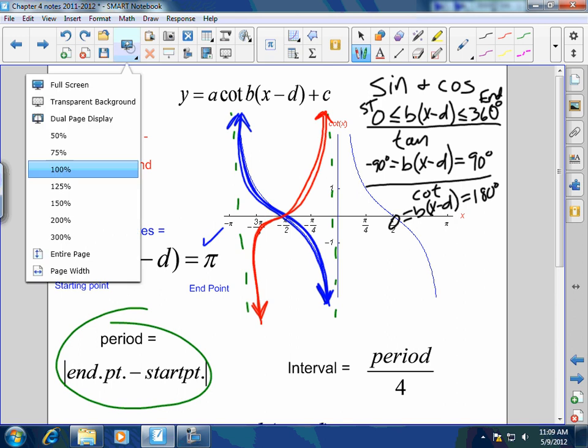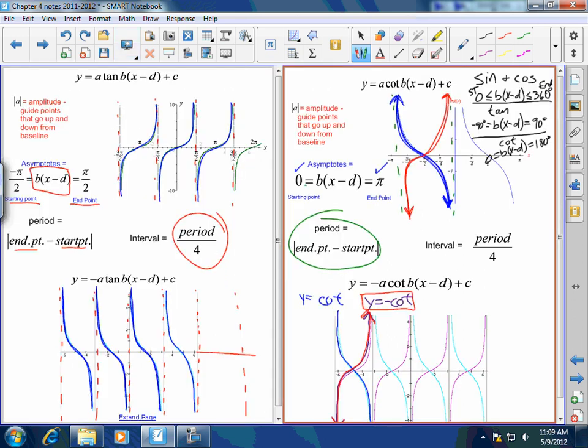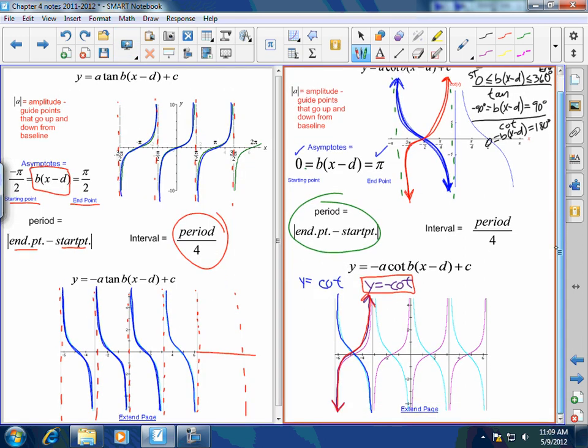Now, I know people are writing, so I'll split the screen so you can see it all. The negative cotangent, I just wanted to show you. Positive cotangent is in blue again. That's going down from left to right. So the positive cotangent acts like a negative tangent. The negative cotangent in red goes from left to right up like a positive tangent. They're reversed. You had a question, sir?